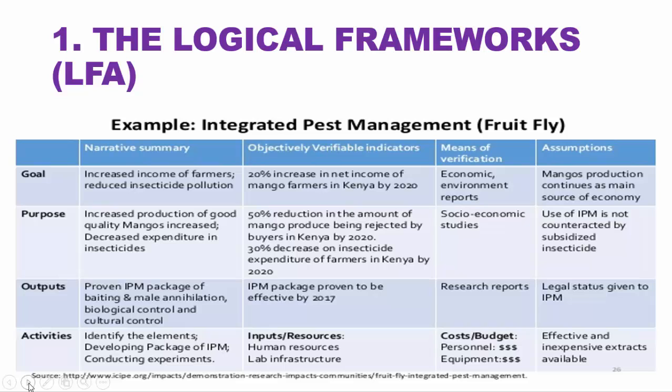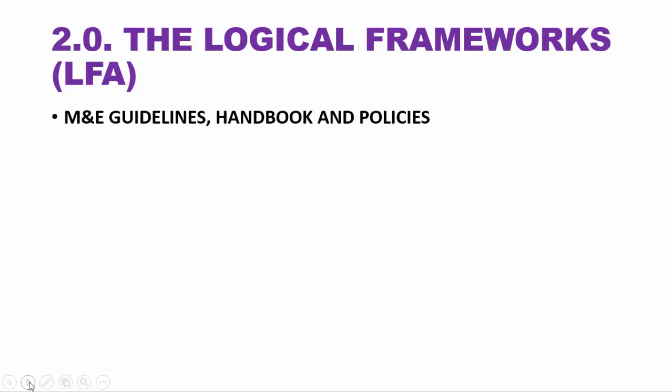And as an M&E professional, this is your starting point. This is your tool which can help you get the results you're looking for. So the indicators are usually found along the objectively verifiable indicators column. This is where you find them. Okay, so what's the next tool?